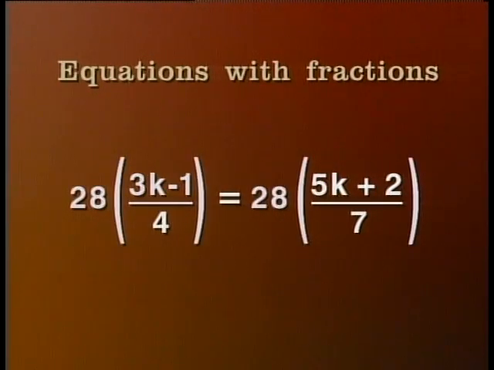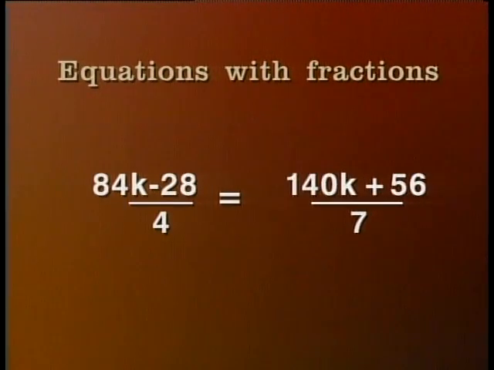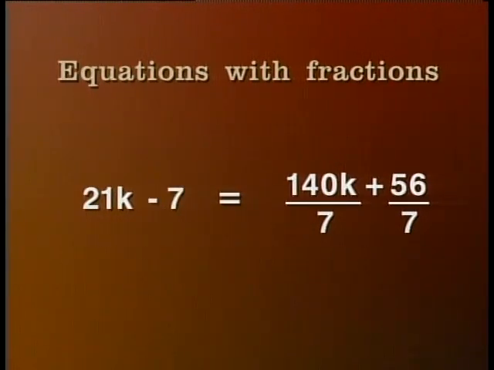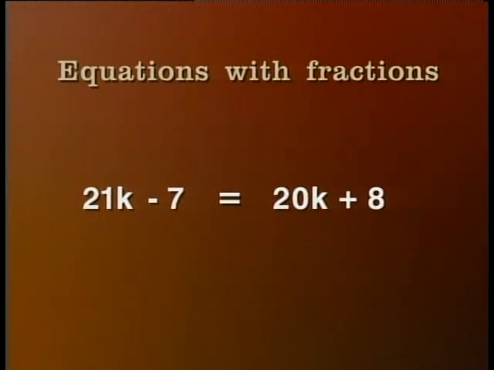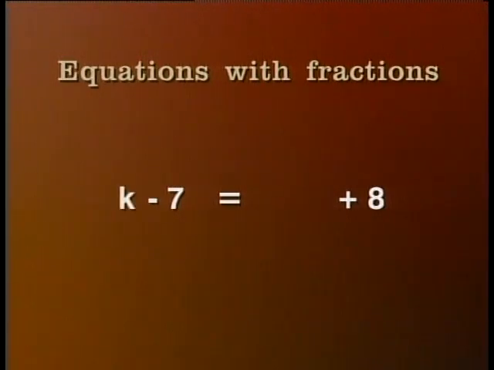Now clear the parentheses by multiplying through by 28, and simplify the resulting fractions. Now isolate the variable by subtracting 20k from each side and adding 7 to each side.